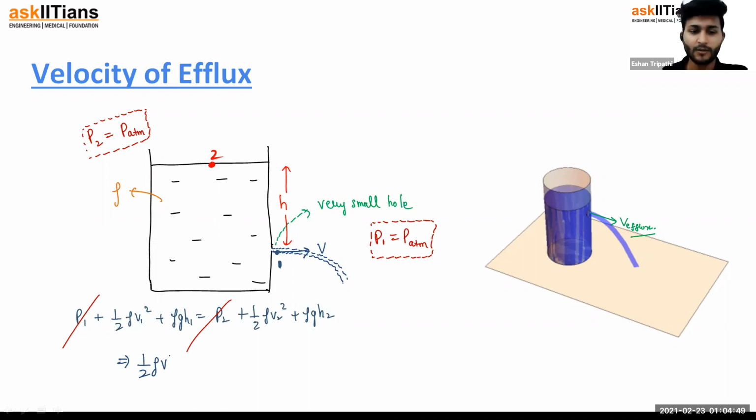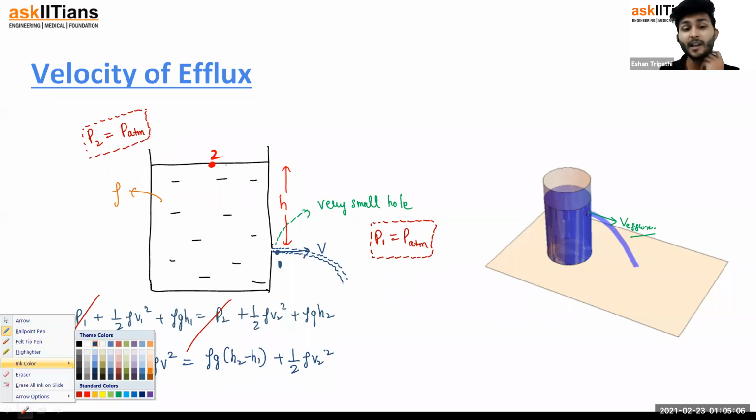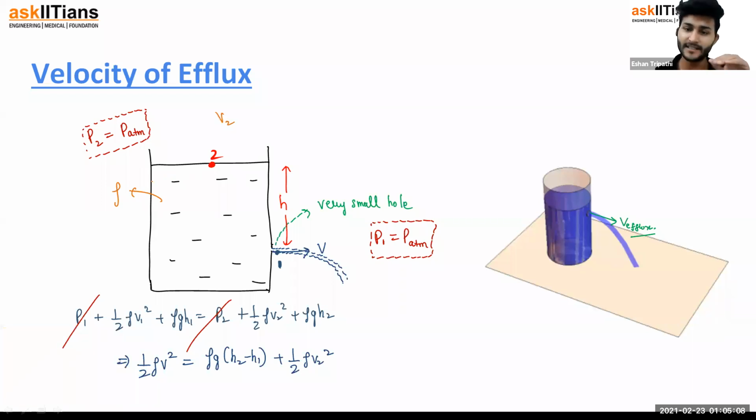Half rho V1, what we are calling V, is equal to rho g (H2 minus H1), bringing that on the right side, plus half rho V2 square. Guys, do we know anything about the value of V2? What is the speed of the liquid at point 2? Will the liquid at point 2 be moving up or down, or will it stay over there?